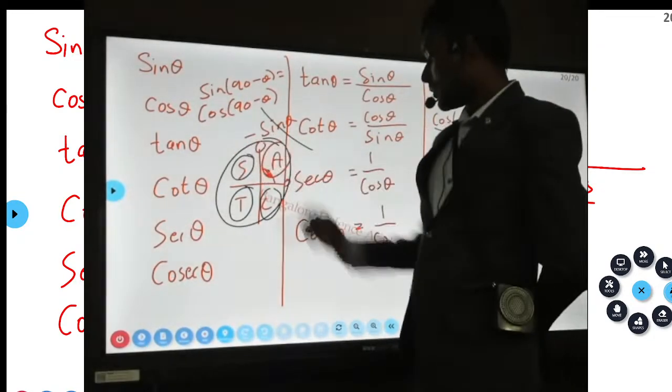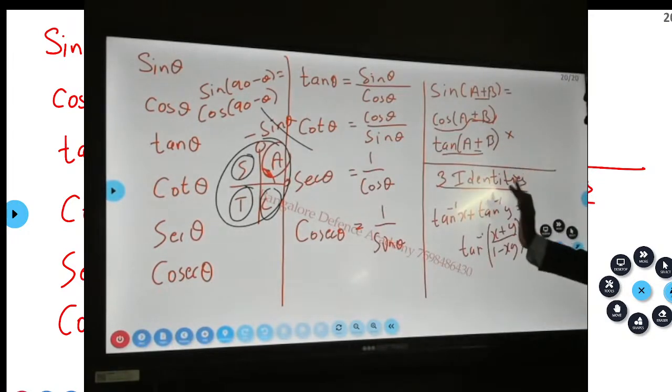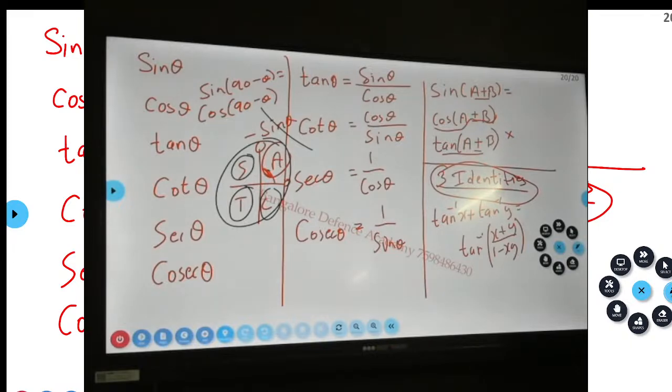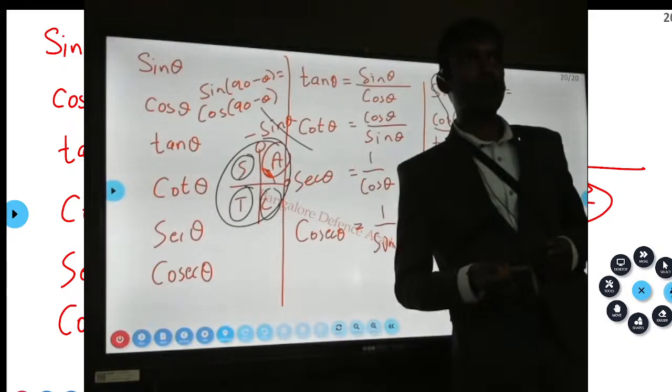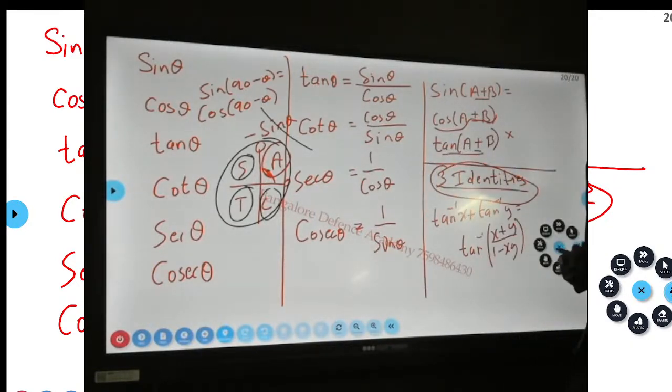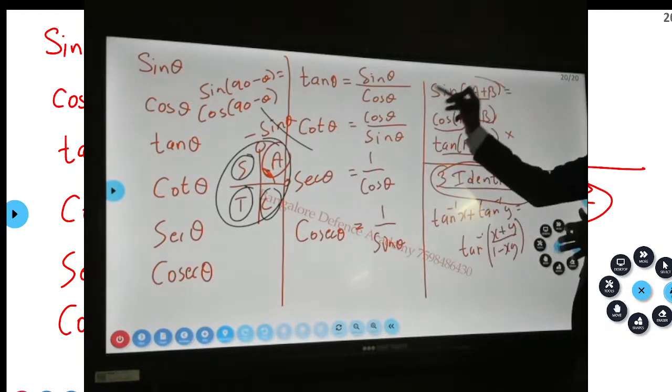Next, after that, what do we have? So these are all three identities. Tell me, very important. Sin square theta plus cos square theta is equal to 1. 1 plus tan square theta is equal to secant square theta, and 1 plus cot square theta is equal to cosecant square theta. So these are the three identities. Okay, then this is called compound angle formulas.